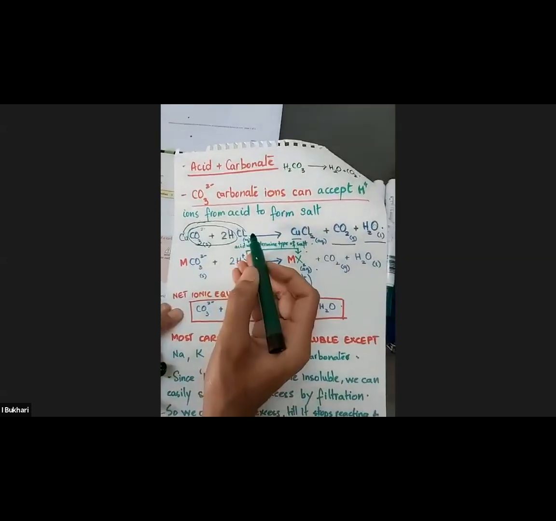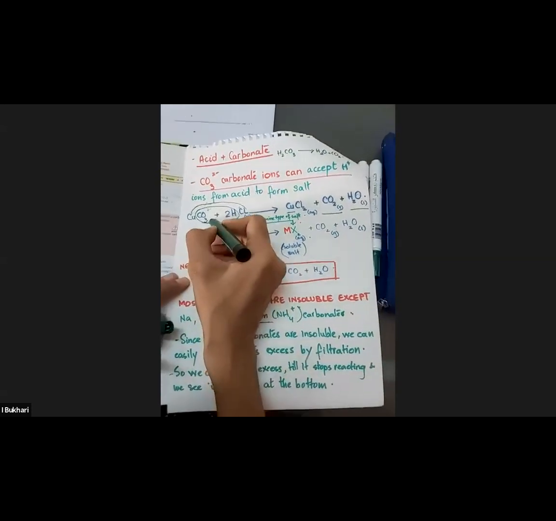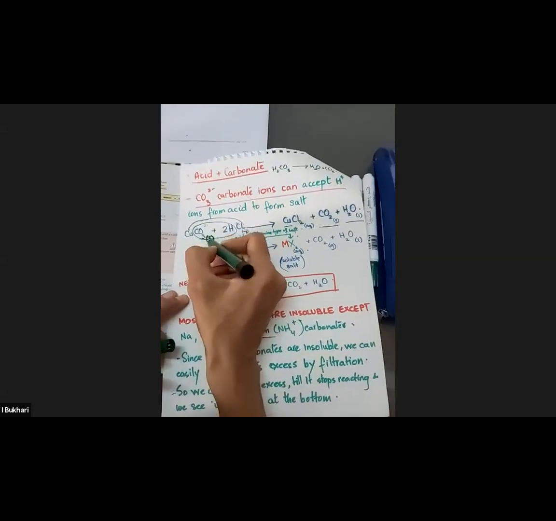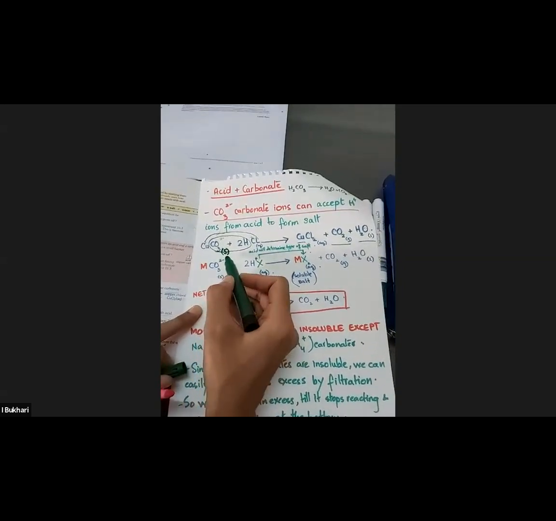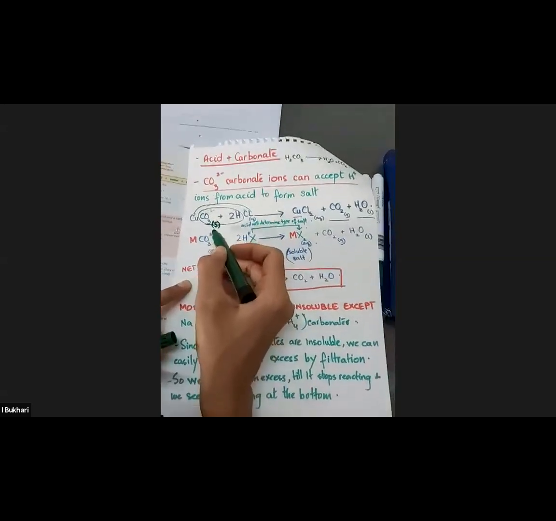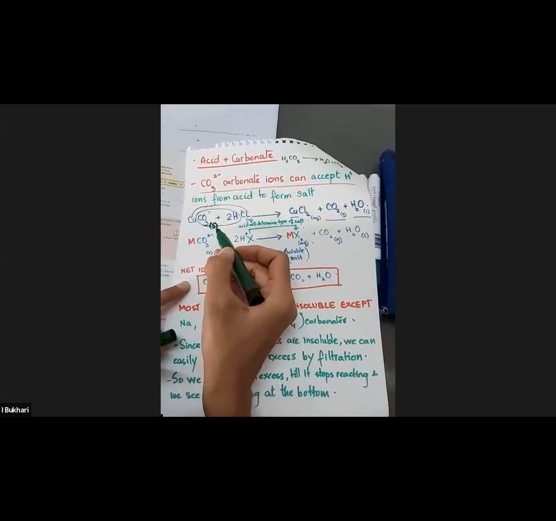So all other carbonates are insoluble except for sodium and potassium, which are in group 1, and ammonium carbonate. So if you're using any other carbonate other than sodium, potassium and ammonium, then that will be insoluble and we will write solid in the state symbol, because they will not dissolve, and so they will exist as solid within the solution, right?